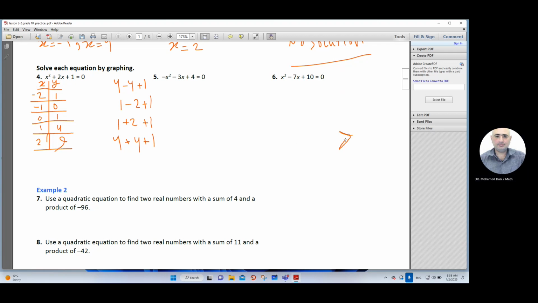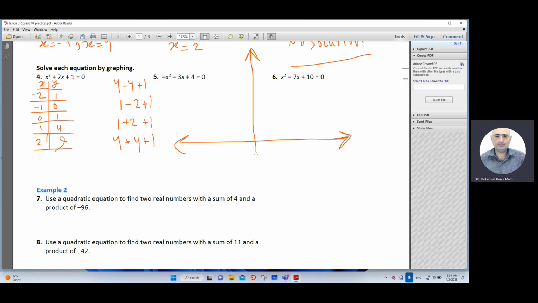Now you can make the coordinate plane. This is the x-axis. And this is the y-axis. Then you can represent the points. The first point, -2 in the x. This is -1. This is -2 in the x. And 1 in the y. So the first point will be here. The second point, -1 in the x, 0 in the y. So the second point will be here.